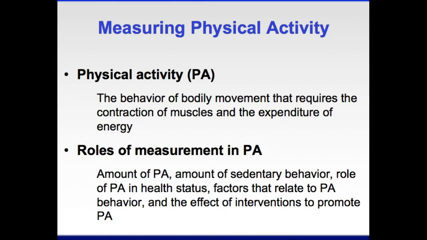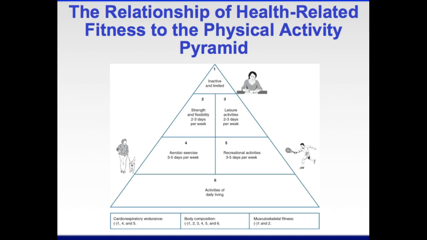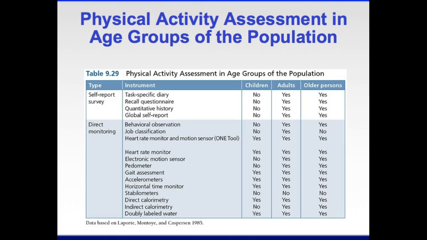Measuring physical activity, which we say PA, is the behavior of bodily movement that requires the contraction of muscles and the expenditure of energy. The roles of measurement in PA include the amount of sedentary behavior, the role of PA in health status, factors related to PA behavior, and the effects of interventions to promote PA. The relationship of health-related fitness to the physical activity pyramid. Here's the physical activity assessment and age groups of the population.